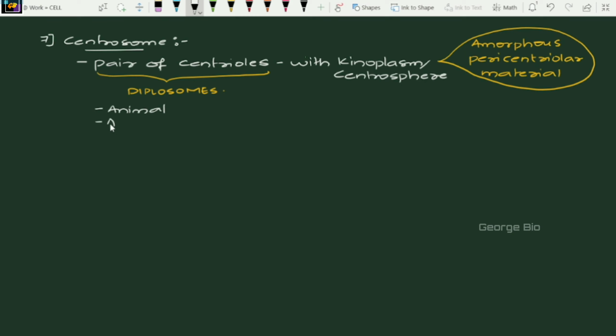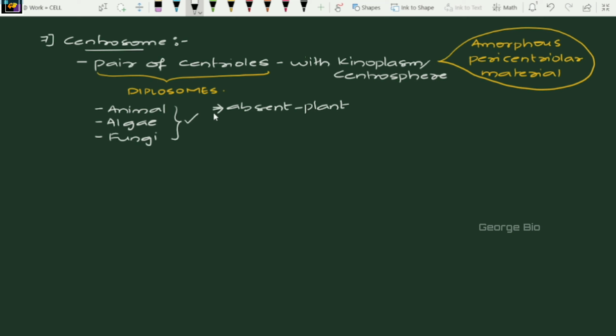Where this centrosome is present, it's a characteristic feature of animal cells. It is also observed in algae, and in some members of fungi also. It means in algae, in fungi, as well as in animal cells, it is present. Then where is it absent? It is absent in plant cells.